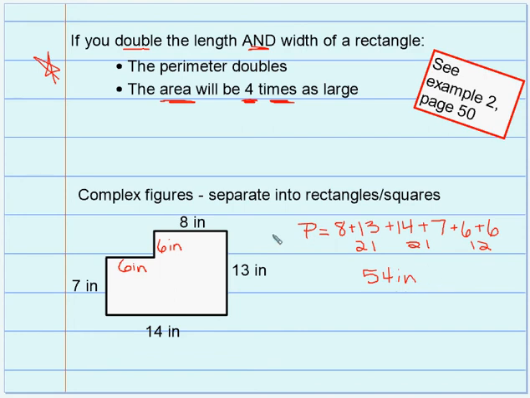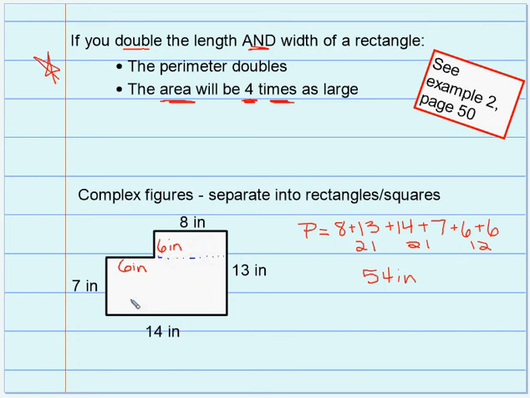Okay, so how's this work for area? I don't have a formula for a complex figure for area, but what I can do is I can divide this into structures that I do know how to calculate the area for. So I could draw a line here, or I could draw a line here, or I could even extend this to make a big rectangle and then subtract this piece here. So I will just draw a line right here and create two rectangles.